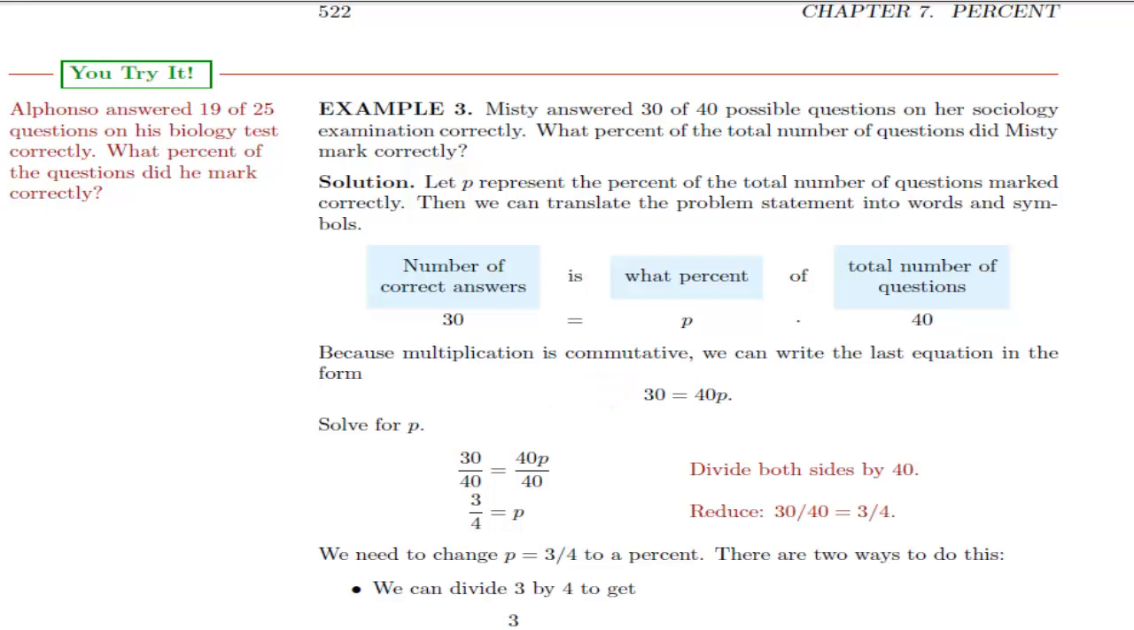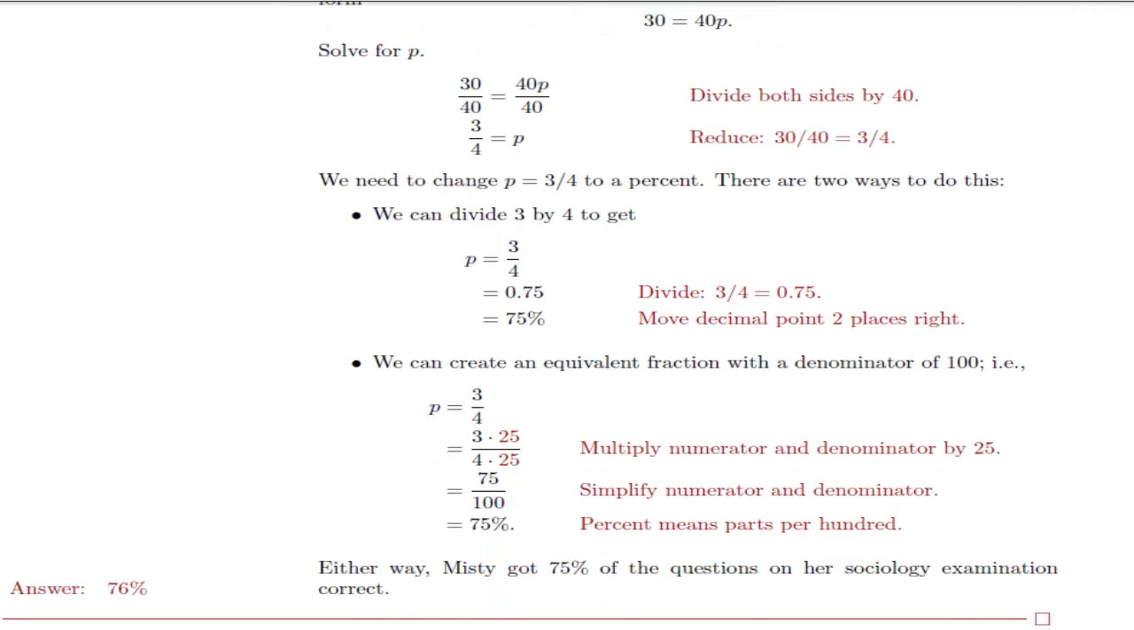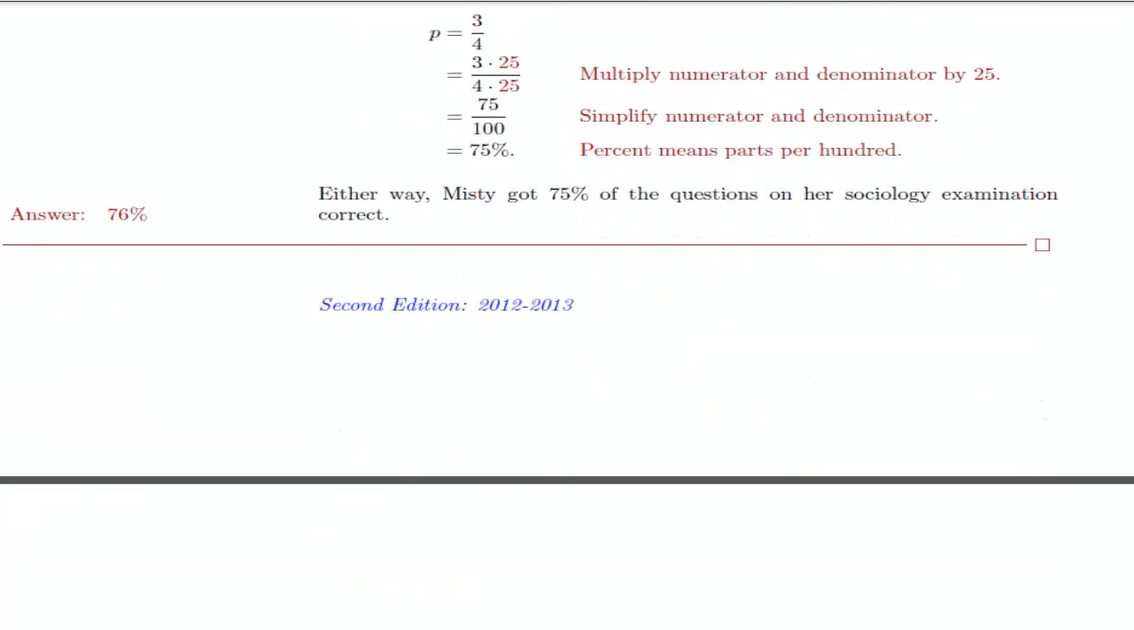Solve for p by dividing both sides by 40. On the right, 40 times p divided by 40 is p, and on the left, 30 divided by 40 reduces to 3 over 4. We need to change p equals 3 over 4 to a percent. There are two ways to do this. We can divide 3 by 4 to get 0.75, move the decimal 2 places, and add a percent symbol to get 75%. Or we can create an equivalent fraction with a denominator of 100, i.e. multiply 3 over 4 by 25 over 25 to get 75 over 100, which is 75 parts per 100, which is 75%. Either way, Misty got 75% of the questions on her sociology examination correct.